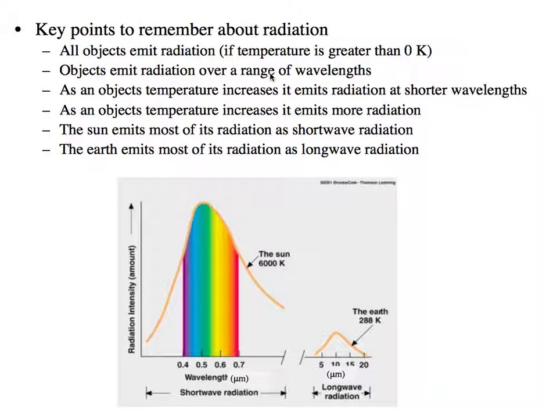Objects emit radiation over a range of wavelengths depending on the temperature. So if you're cold, you're going to emit different wavelengths of radiation than if you're warm. As object temperature increases, it emits radiation at shorter wavelengths. As object temperature increases, it emits more radiation. And the sun is a shortwave radiator because of this, and the Earth is more of a longwave radiator.